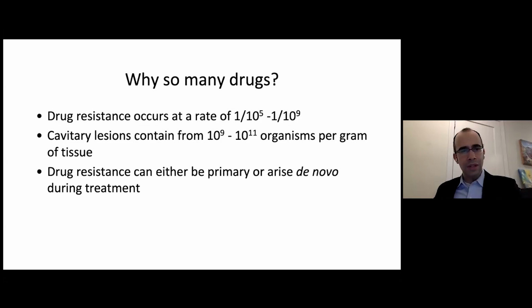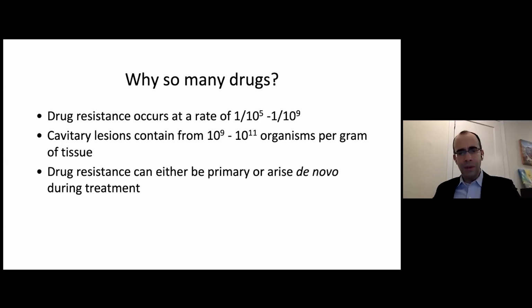Why do you need so many drugs? Why 4 drugs for TB? So TB will develop spontaneous resistance to any given drug at a particular rate. And that rate will vary from 1 in every 10,000 TB bacilli to 1 in every billion, depending on the drug. And just to give you an idea, when people have cavitary disease, they'll have 1 billion to 100 billion organisms per gram of tissue. So it's really a numbers game.